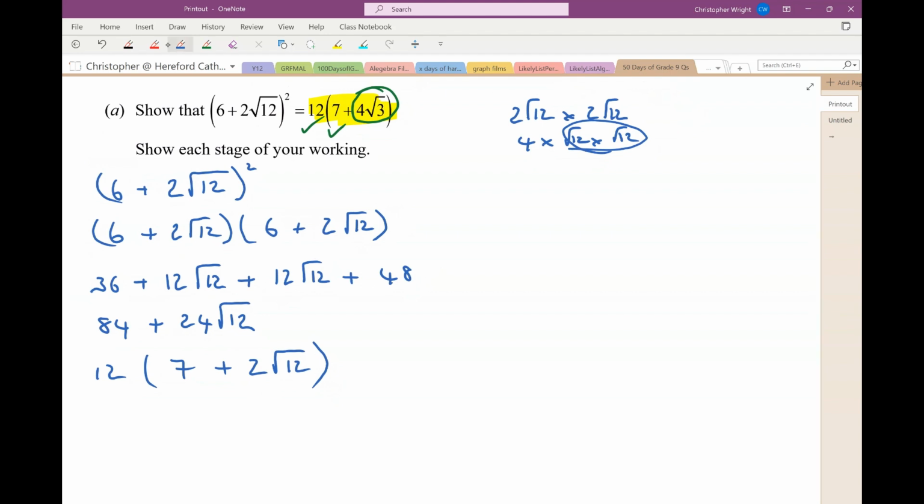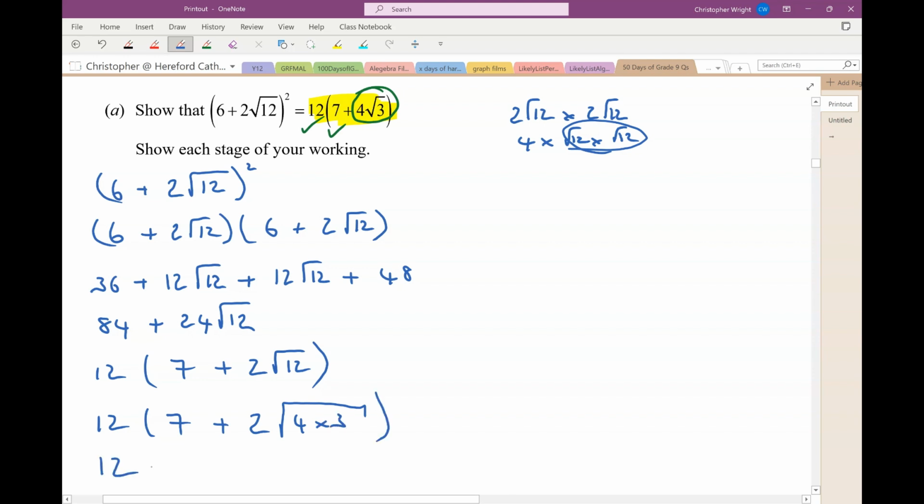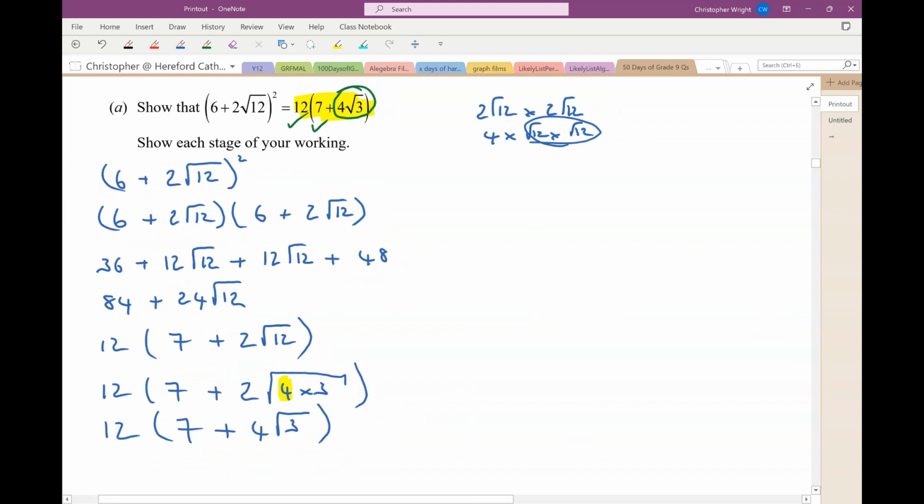Okay, let me show you how, in case you're not there already. It's going to be 7 plus 2 times root 12, and root 12 is root of 4 times 3. So you can write that as 12 lots of 7 plus. Now you can take that 4 out of the square root and square root it, so it ends up as a 2. So outside the square root, you'll have 2 times 2 is 4, and inside the square root, you'll have just 3. So there you go. I have shown that the left-hand side is equal to the right-hand side.